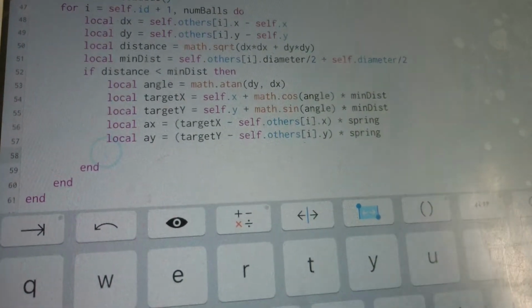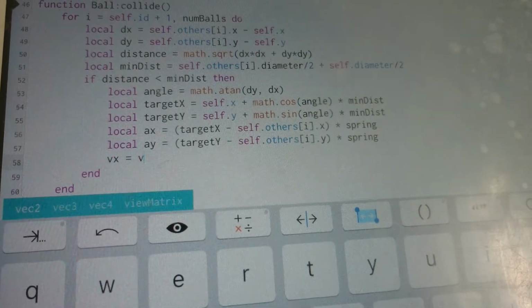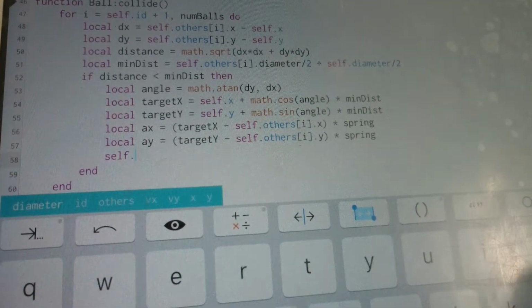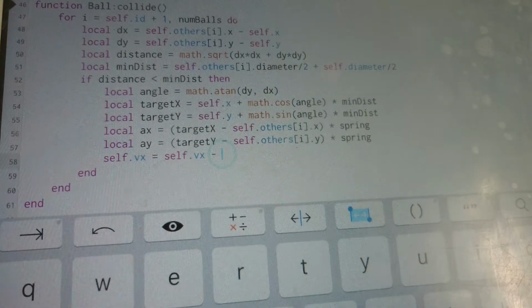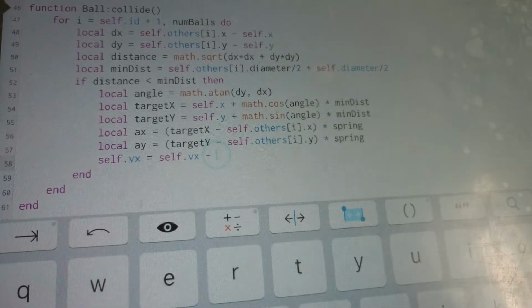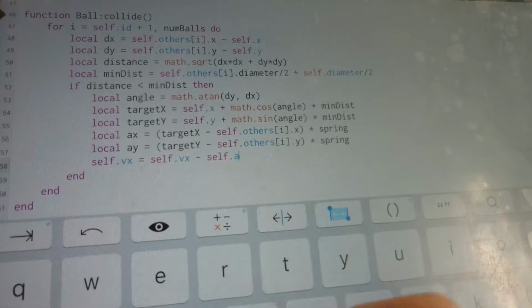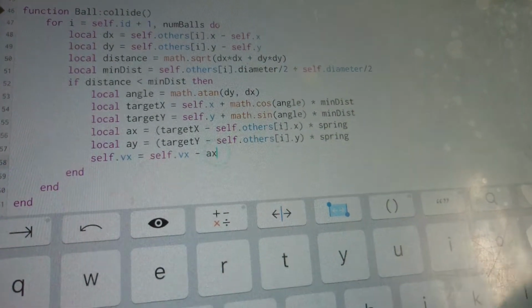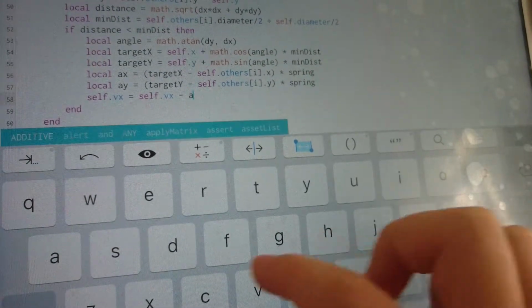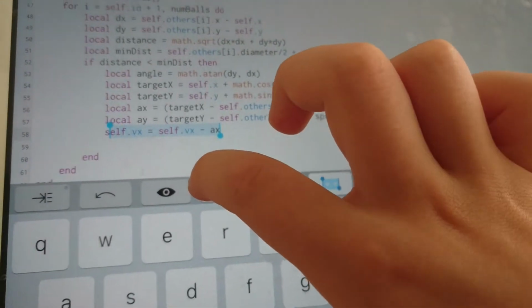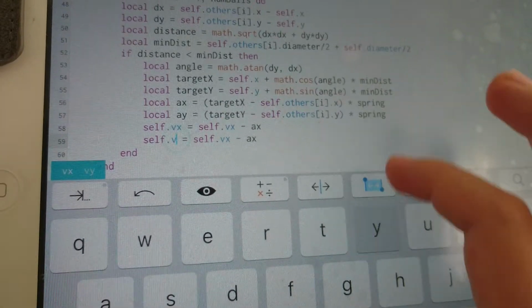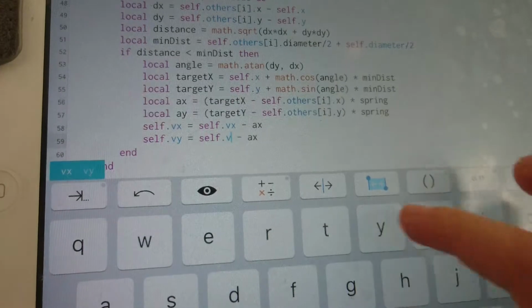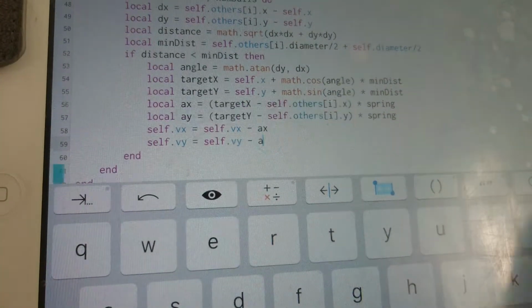So I'm going to say vx equals v. I can't figure out what's going on with my self dot mistake. Self dot velocity x equals self dot velocity x minus acceleration x. It's no self dot for the acceleration x. No, I just ran the sketch by accident. And let's also now do one for y. Self dot velocity y equals self dot velocity y minus acceleration y.